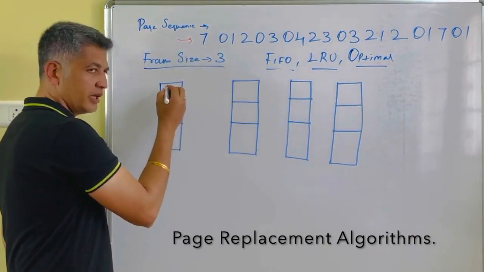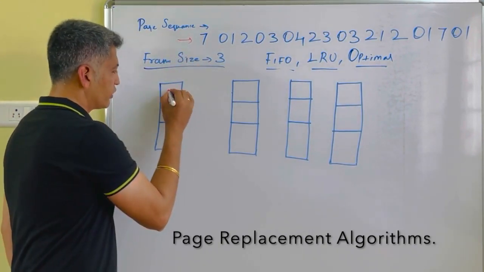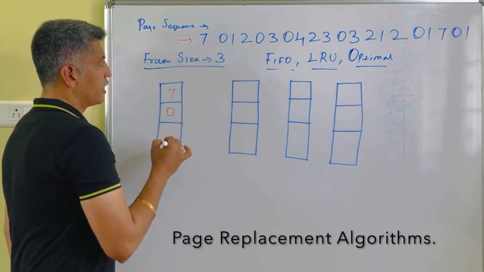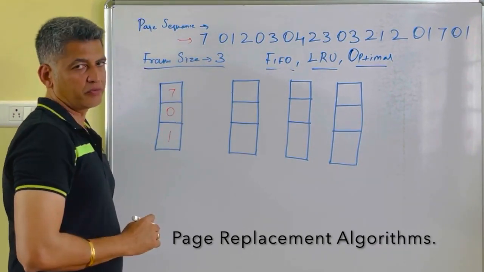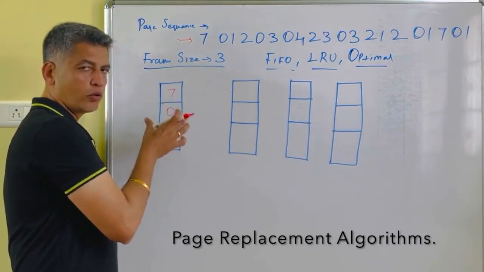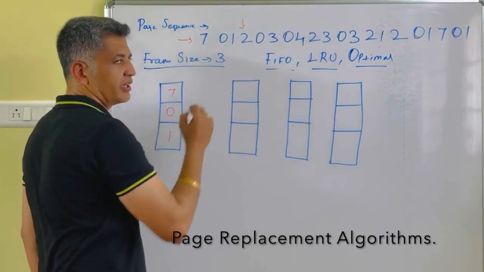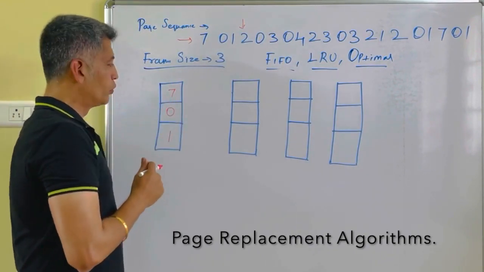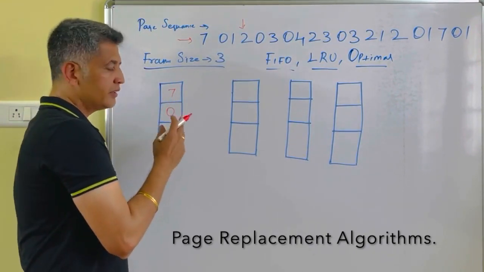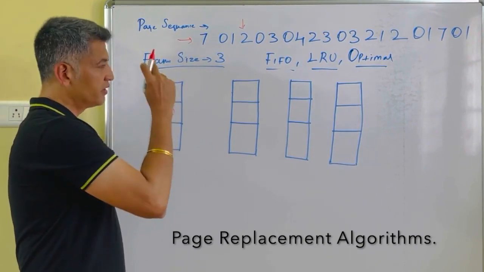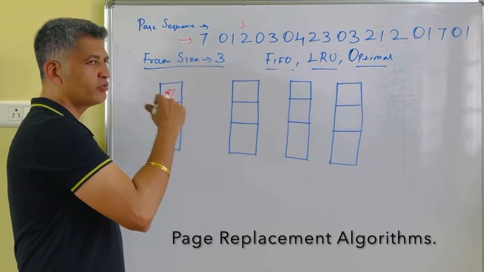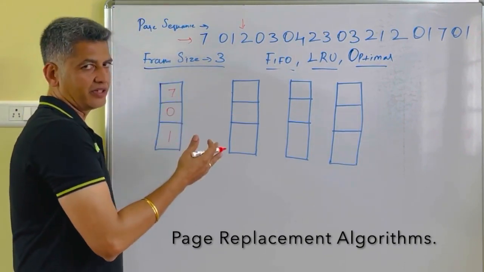So again, initially 3 page faults will occur. For 7 one page fault, for 0 another page fault, for 1 also a page fault, right? Now the whole number of frames is filled by pages. Now the new page entry is 2, so page number 2 needs to be entered. According to FIFO, the first page that came in would be the victim page, but here it's completely different, right?